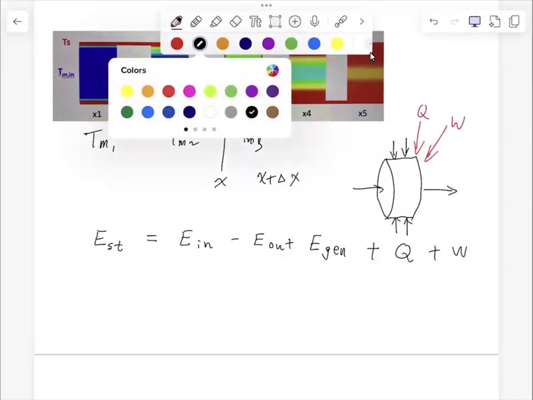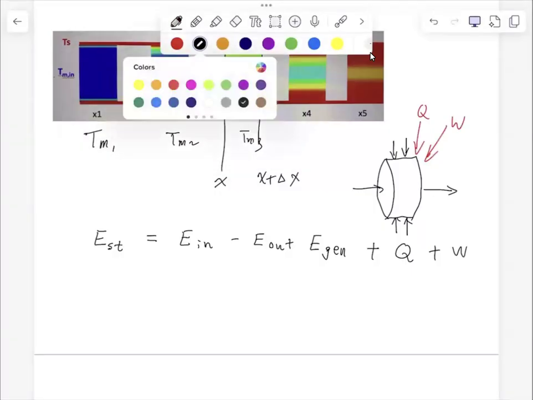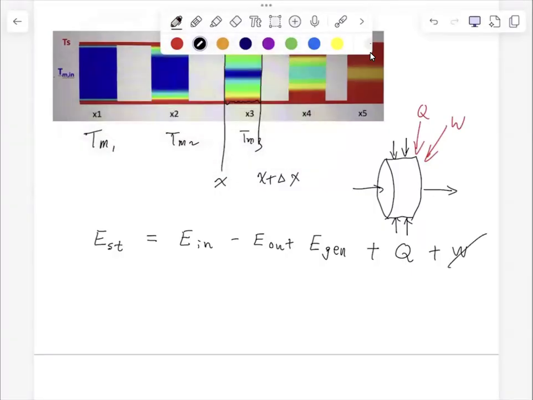This is a liquid, so the volume change is negligible and there's no work. And then there are no chemical reactions happening inside this volume, so there's no energy generation here. So the equation is simplified like this.